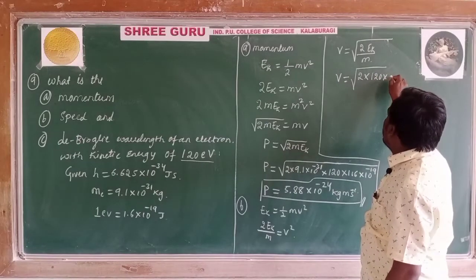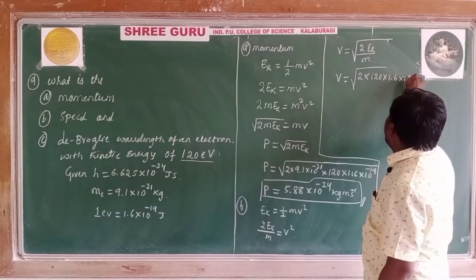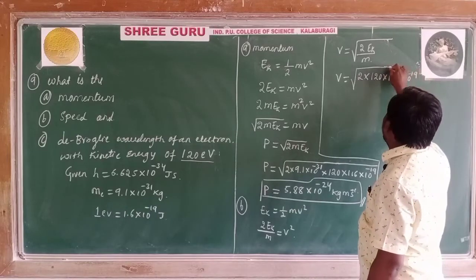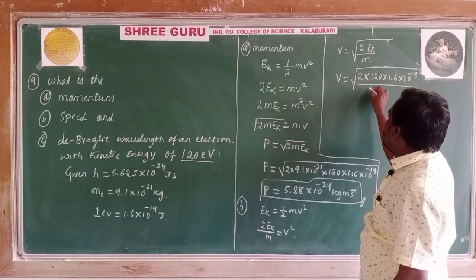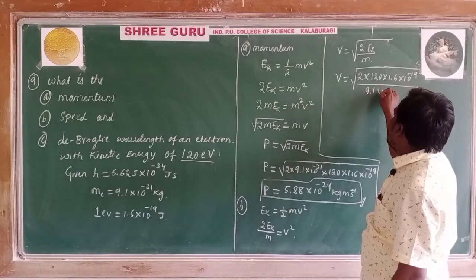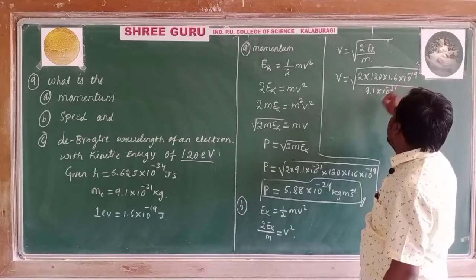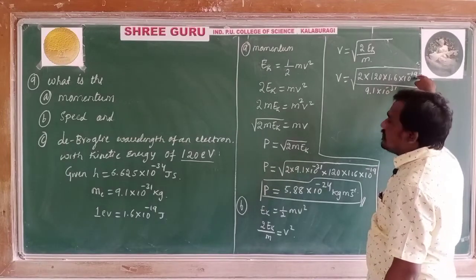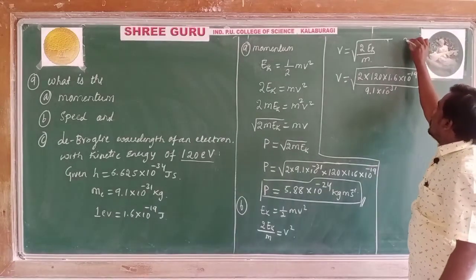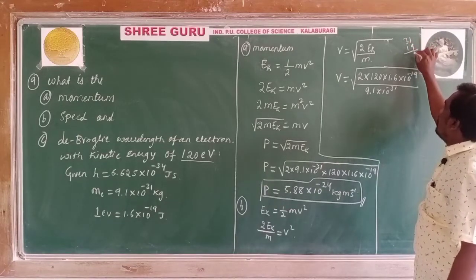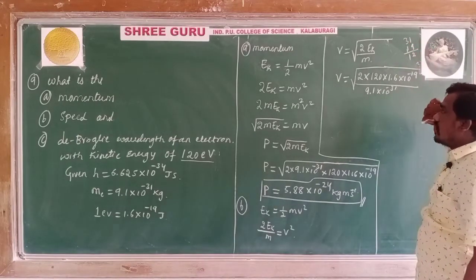120 electron volt means 1.6 into 10 raised to minus 19. Already they mentioned it in the given values. And what is the mass of electron? That is 9.1 into 10 to the power minus 31. Now minus 31 comes to the numerator, so it becomes plus 31. Just subtract 19 from 31, that means 12. This is around 12.